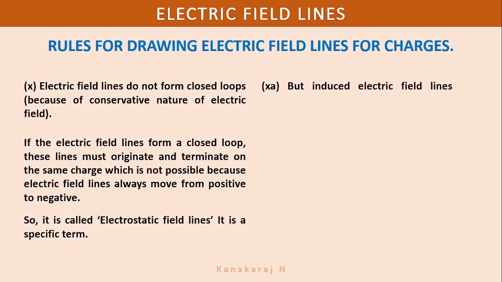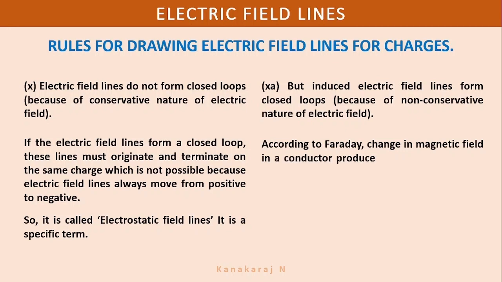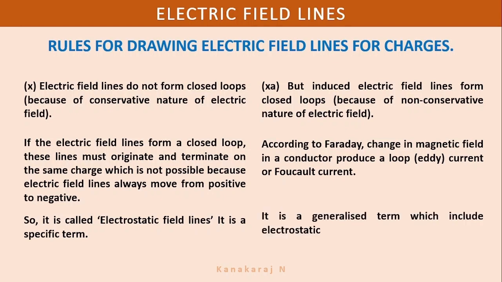But induced electric field lines form a closed loop because of the non-conservative nature of the electric field. According to Faraday, a change in magnetic field in a conductor produces a loop current, eddy current or Foucault current. It is a generalized term which includes electrostatic field lines.